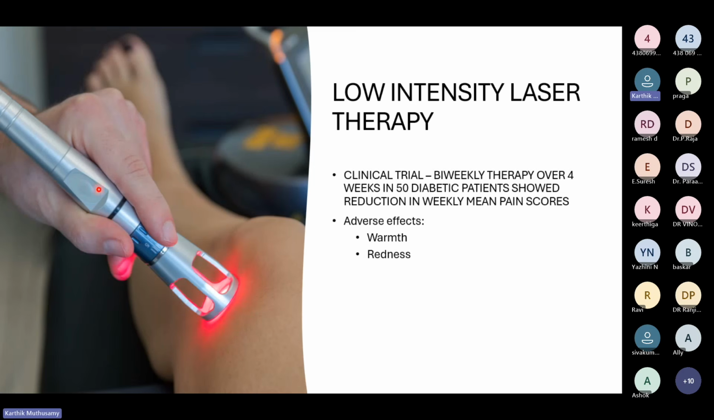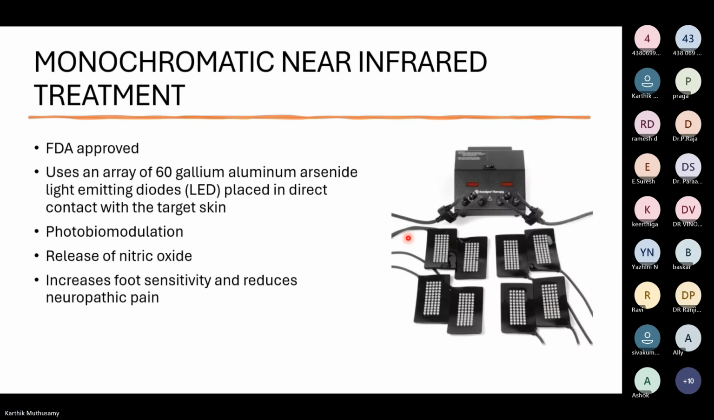This is the low intensity laser therapy device. In a clinical trial, bi-weekly low intensity laser therapy for about 4 weeks in 50 diabetic patients showed a reduction in weekly mean pain scores. The minor adverse effects are warmth and redness at the laser applied areas. The next physical therapy is monochromatic near infrared treatment.